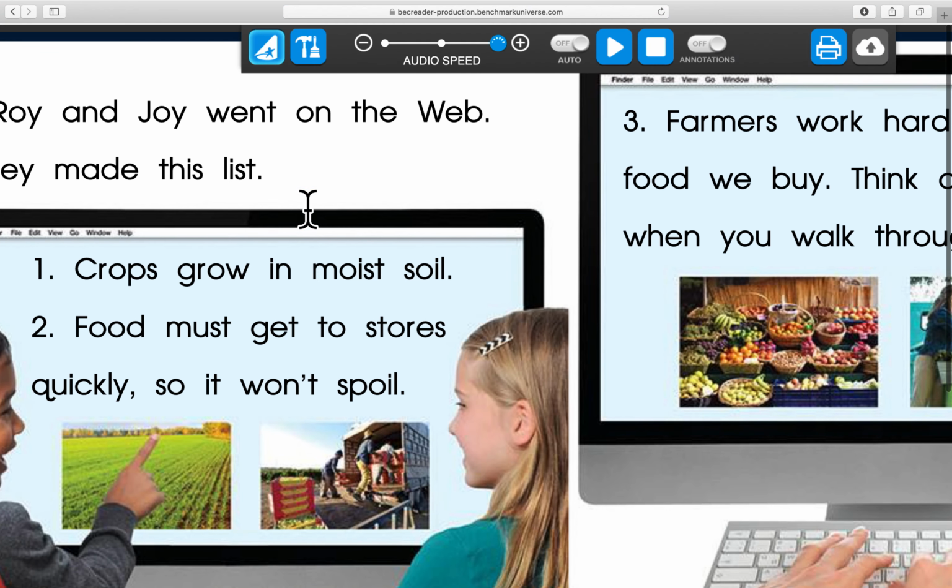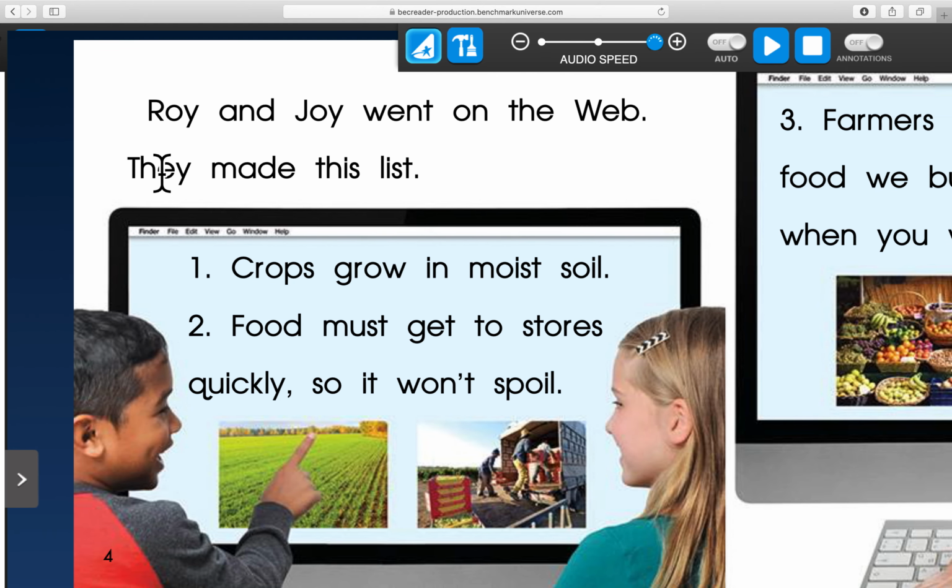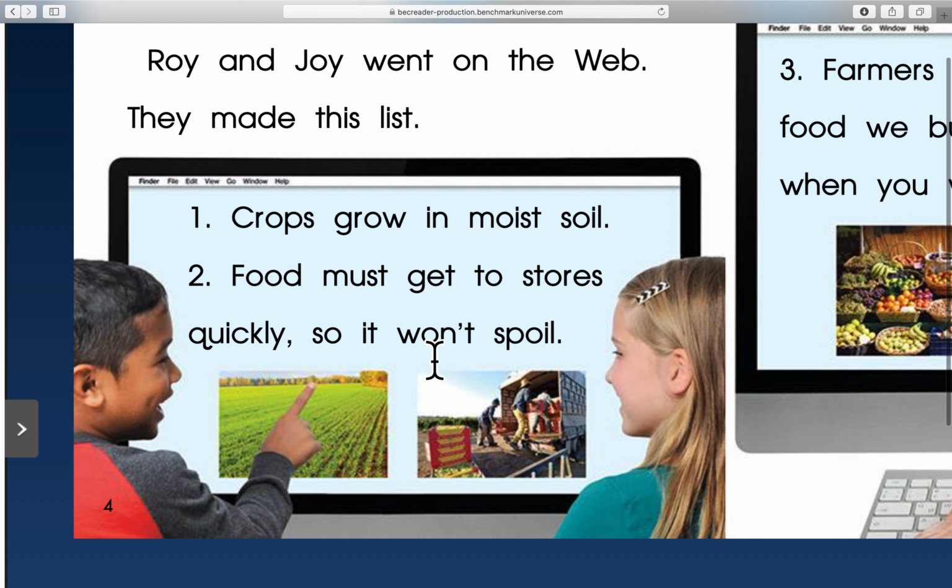Okay, let me zoom in. And so take a look at the picture. I don't want to forget to remind you to stop and look at the picture for clues. They seem to be looking at a computer screen. And they're pointing at crops. Okay, let's see. Roy and Joy went on the web. They made this list. Number 1, crops grow in moist soil. Food must get to the stores quickly so it won't spoil.